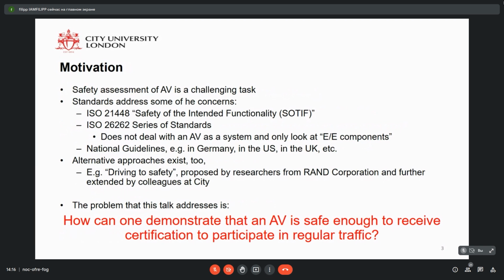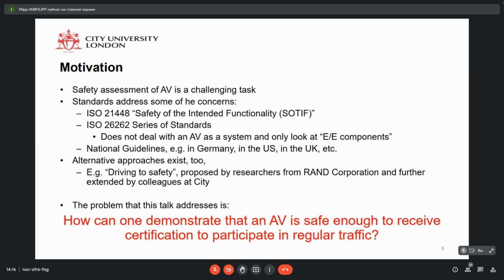Motivation. Safety assessment is a challenging task. There are a lot of conferences, a lot of publications, and everybody agrees that we are very far from having a comprehensive solution to the problem of how to assess the safety of cars. There are international standards. Some of you who are interested in this area may have come across them. I only listed two of them. The safety of the intended functionality, which is a relatively new standard, and the more mature by now ISO 26262, which is seen by many as the Bible in the automotive industry.